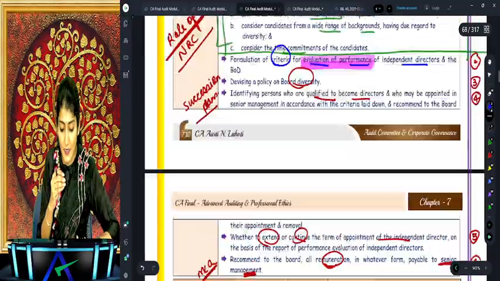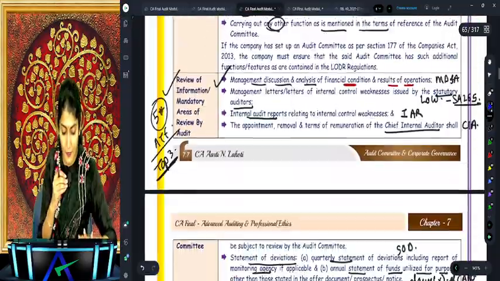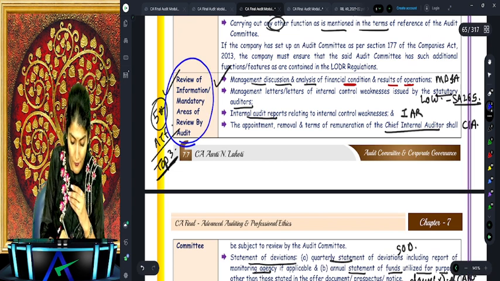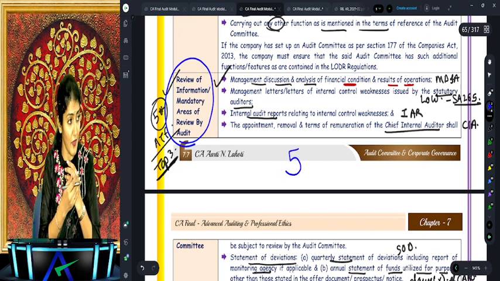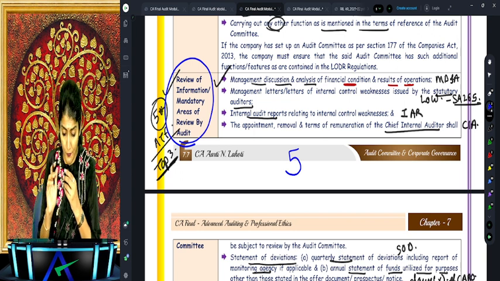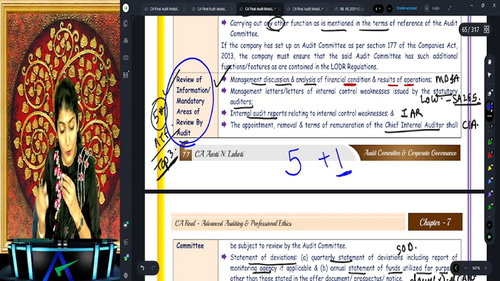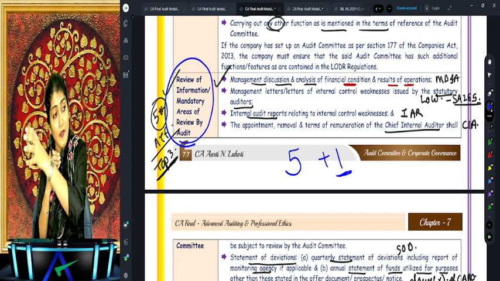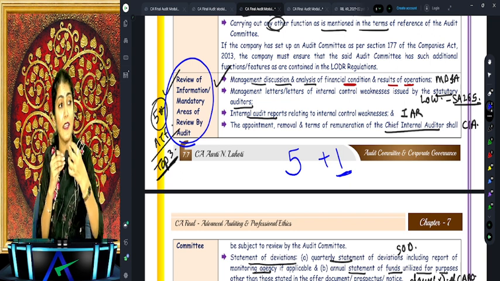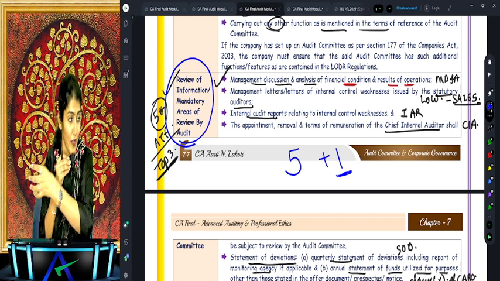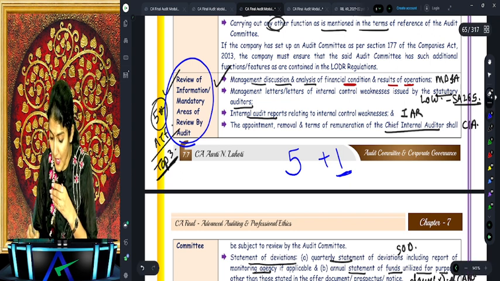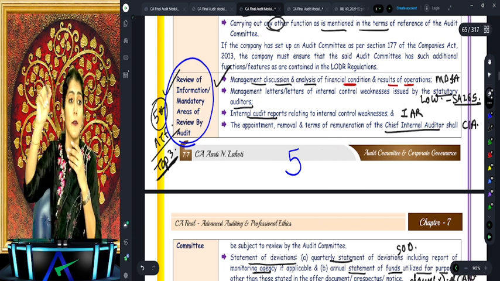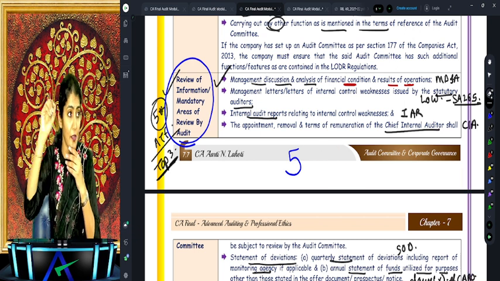Right? Did we study the mandatory areas of review by the audit committee? Did we discuss the review of information, mandatory areas of review? How many points did we study over there? 5 points, mandatory areas of review. Earlier, you don't write anything. Earlier, there were 6 points over here. What was the 6th point over here? It was regarding the statement of the significant related party transaction. Even that mandatorily needs to be reviewed by the audit committee. Earlier, that point was there. But if you look into the RTP number 22, they deleted that point over there. Statement of significant related party transaction.